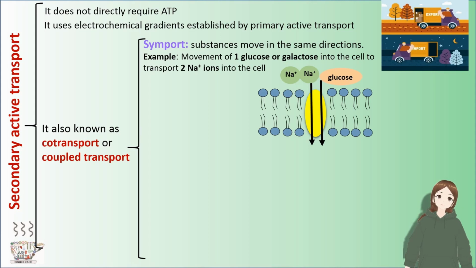Symport. In symport, substances move in the same directions. One example of symport is movement of one glucose or galactose into the cell to transport two sodium ions into the cell.